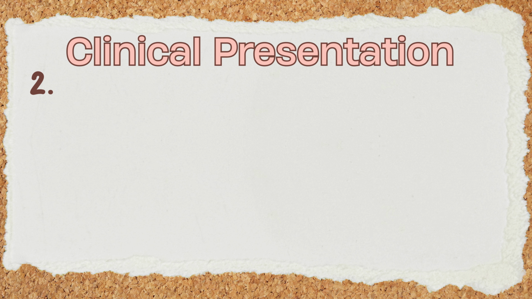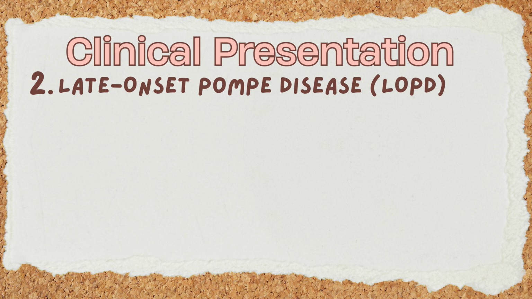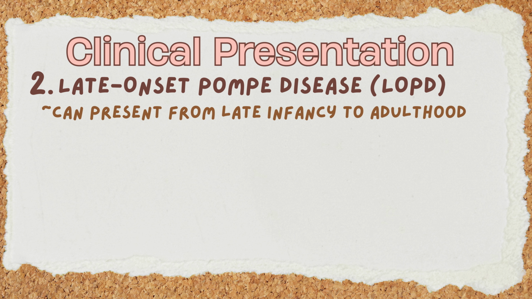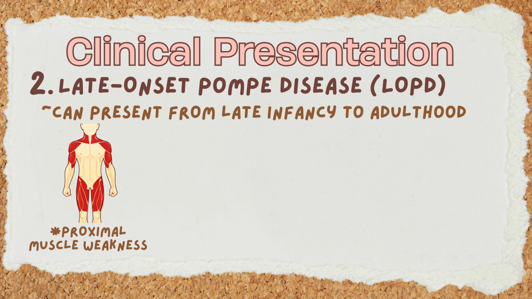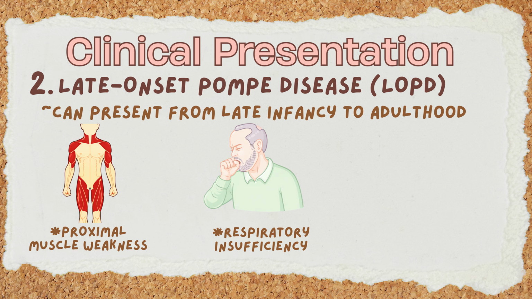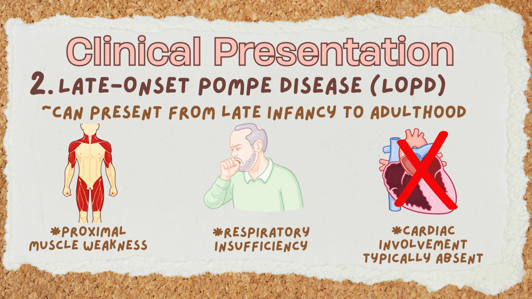The other form is late onset Pompe disease, or LOPD. This form can present at any time from late infancy to adulthood. It's characterized by progressive proximal muscle weakness, similar to limb-girdle muscular dystrophy, and respiratory insufficiency due to diaphragm weakness. Unlike the infantile form, significant cardiac involvement is typically absent.